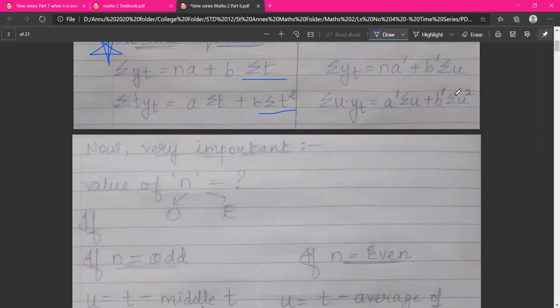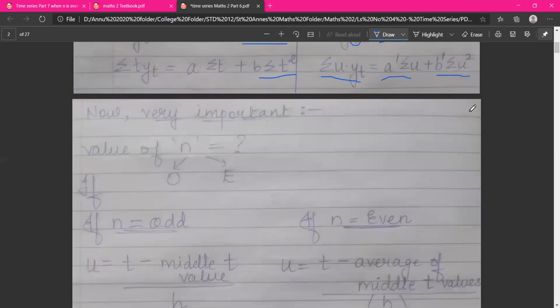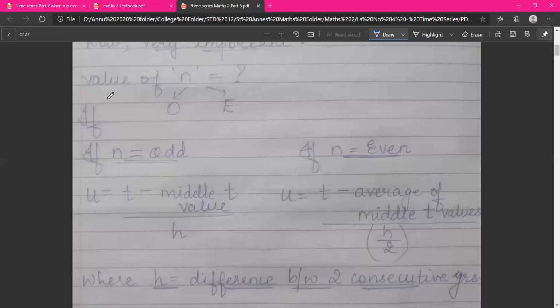So wherever the value of t is there, what do we substitute everywhere? We substitute u. So as you can see in the normal equations also, summation y of t, now this t is not important, this is production which is dependent on time. For this we do not make changes there. Summation yt is equal to n into a dash plus b dash into summation u. And the next formula will be summation u into yt is equal to a dash into summation u plus b dash into summation u square.